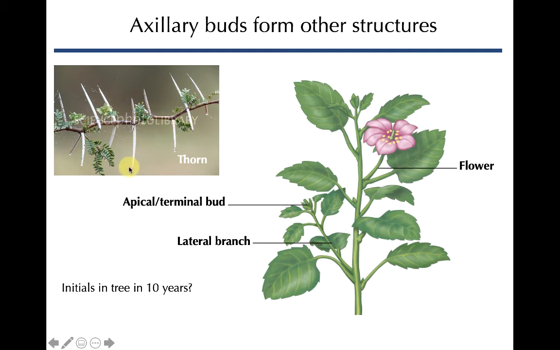Axillary buds are where thorns grow. And that's how you know a rose does not have thorns, because if you pay attention to a rose, it has the little prickles, what they are, all over the stem. It's not specifically at these axillary bud spots.